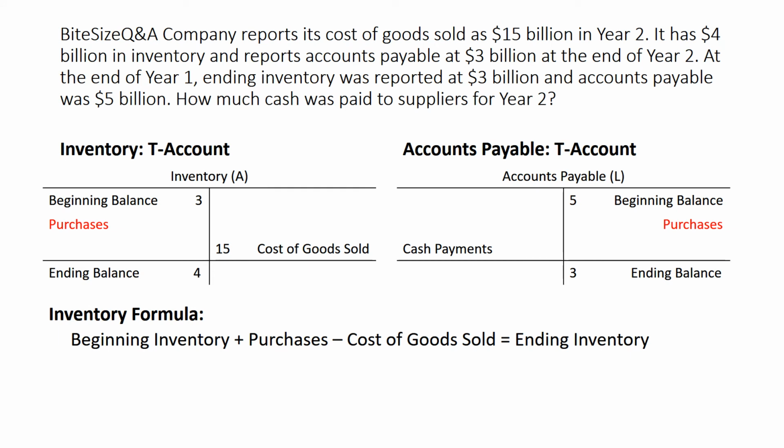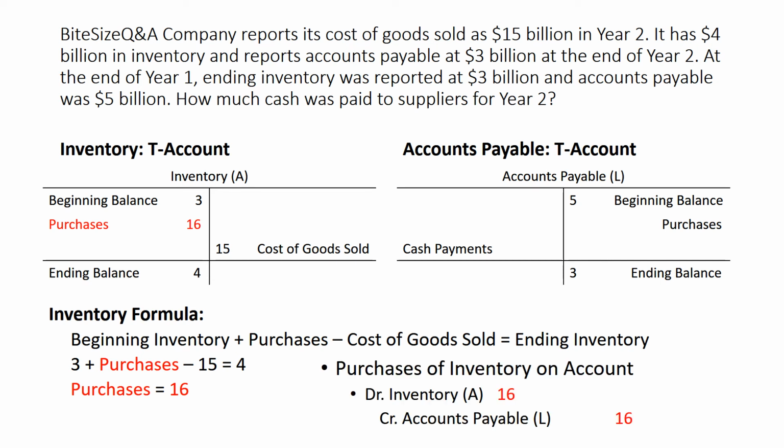So what do we notice? For the inventory T account, we have 3 out of the 4 necessary numbers for calculation. So we have beginning inventory plus purchases minus cost of goods sold equals ending inventory, which means 3 plus purchases minus 15 equals 4. And if we were to solve this, we would find that purchases equals $16 billion.